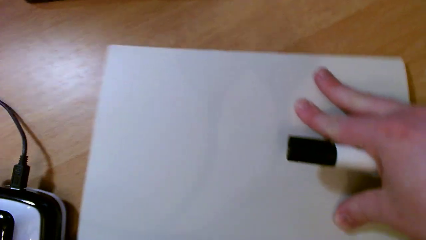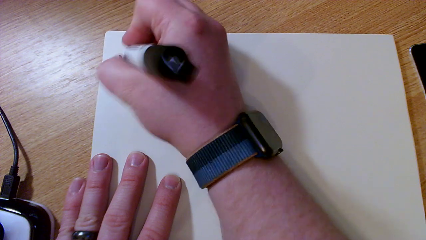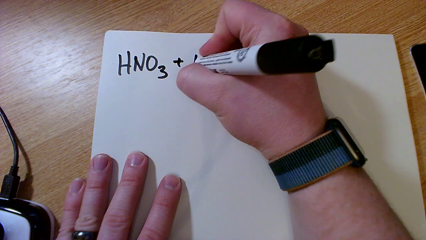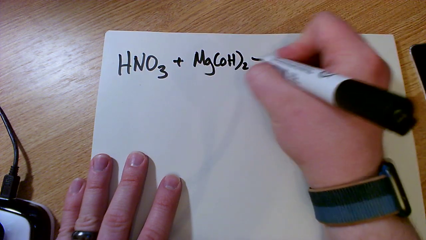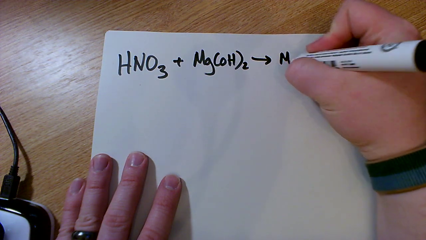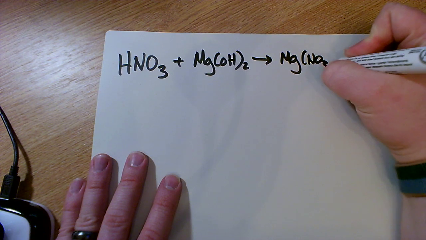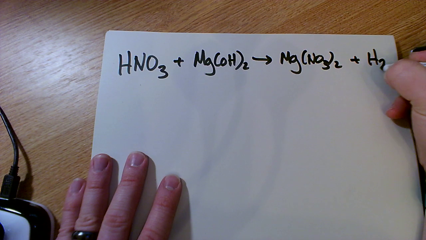Let's look at one more. That's maybe a bit more tricky. I'm going to need to flip this around because it's got quite a few more things in it. So let's look at HNO3 plus Mg(OH)2 goes to Mg(NO3)2 plus H2O.